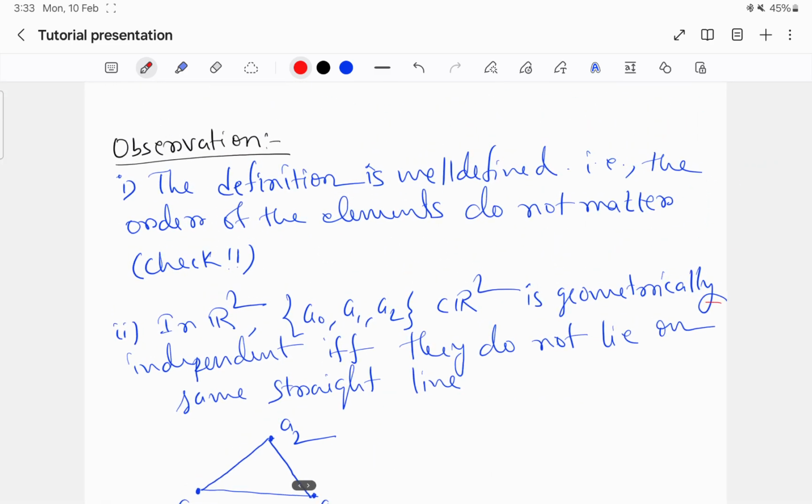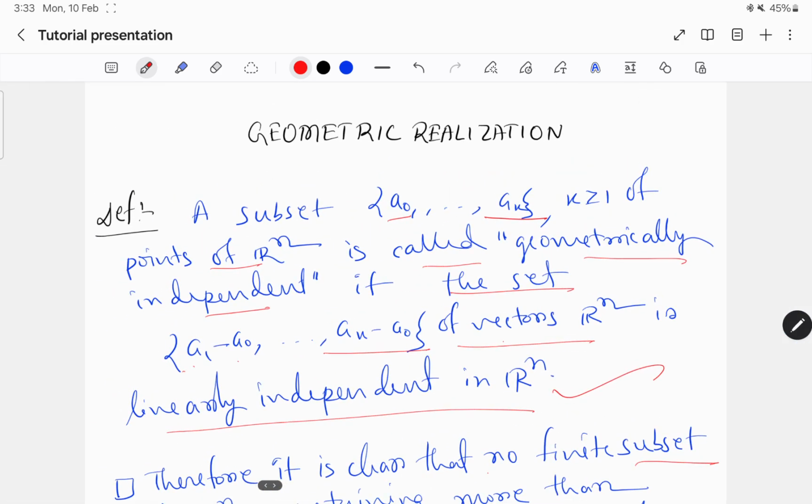So also the first observation is the definition is well defined. Why? Here you can see that it feels like the definition depends on the ordering of the elements, right? Because this set A1 minus A0 to AK minus A0 is actually dependent on the point A0. But one can easily verify that this is not the case. This definition is order independent, and that is why it's well defined.